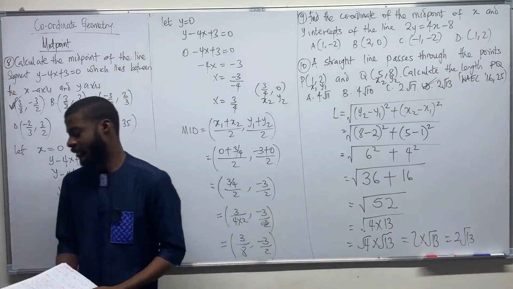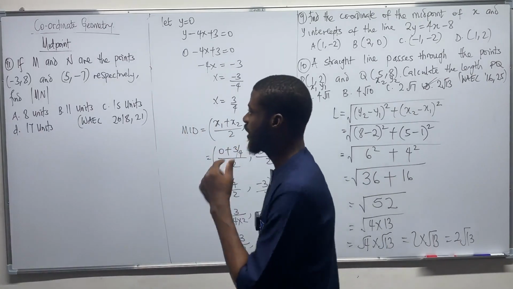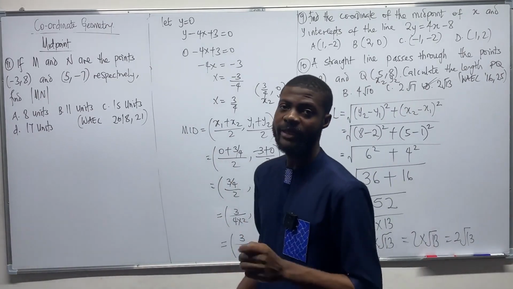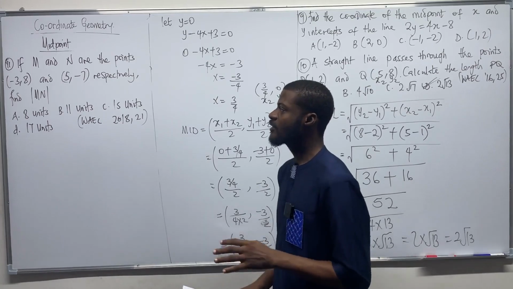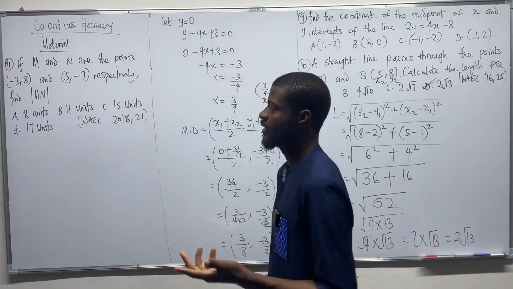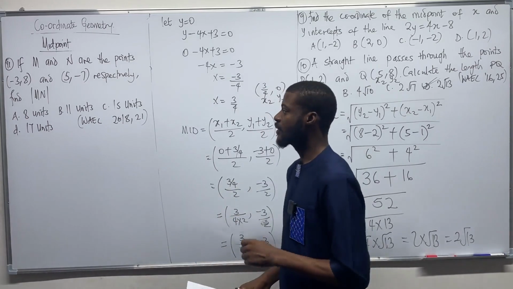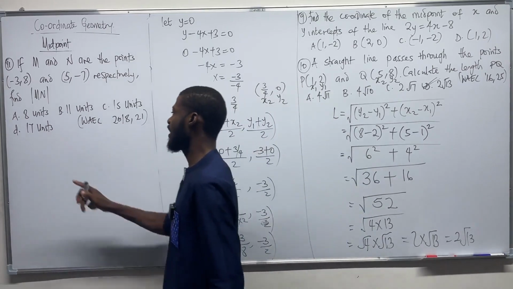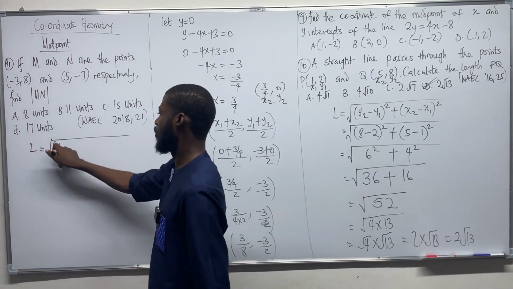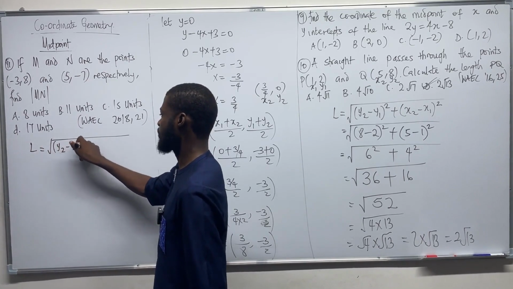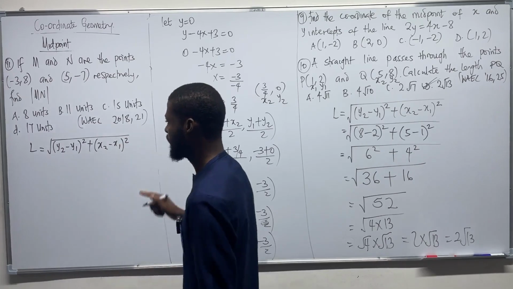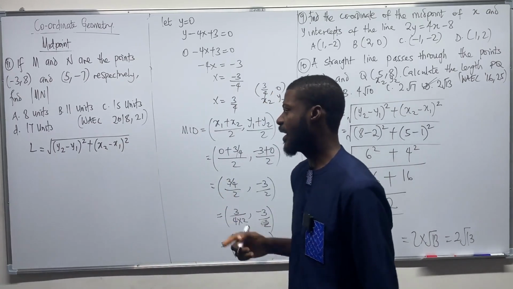Next question, number 11. So here's question 11. If M and N are the points minus 3, 8 and 5, minus 7 respectively, you're asked to find the length of MN. Whenever you see those two straight lines with M and N together, it means the length of MN. So let us calculate. Remember that length is the square root of y2 minus y1 all squared plus x2 minus x1 all squared. That's our formula for length of a line.